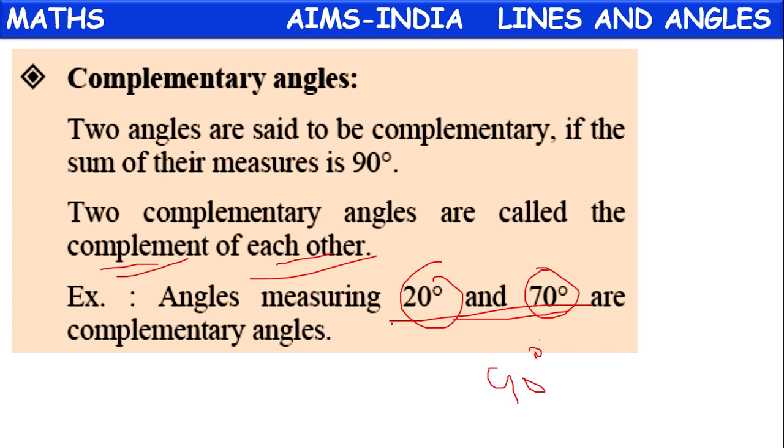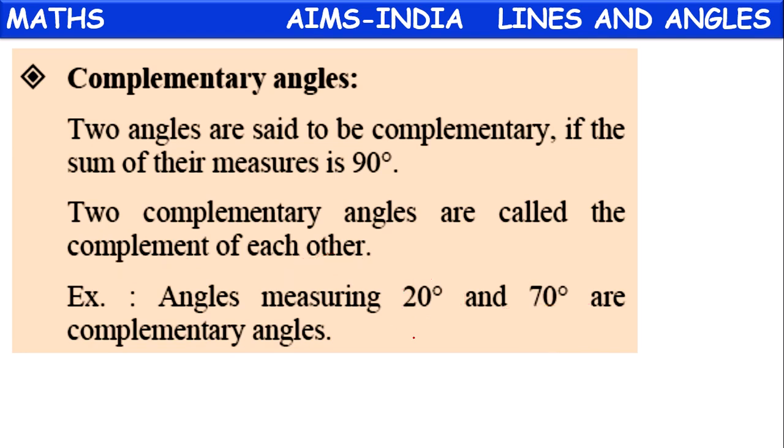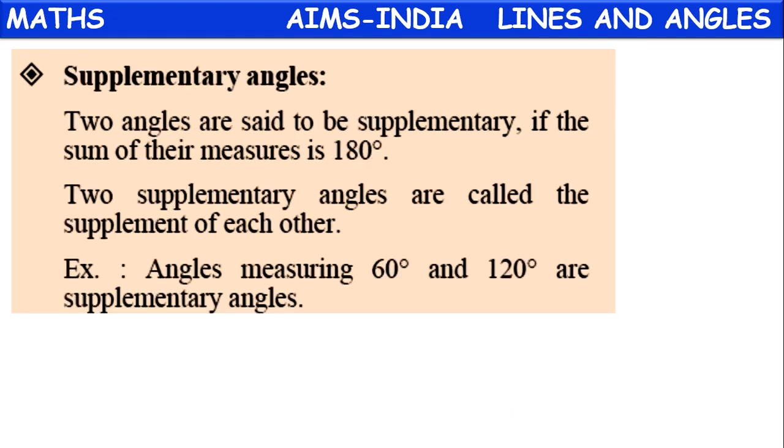Or we can take 30 and 60. 30 and 60 degrees are complementary angles, or 45 and 45, or 40 and 50. Like that, any combination whose sum is equal to 90 degrees, they are complementary angles.